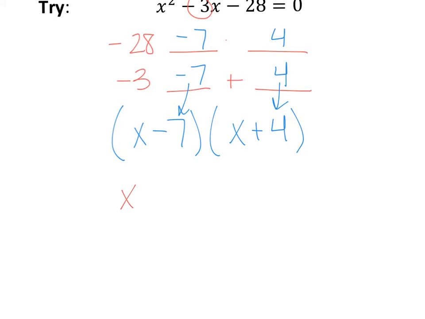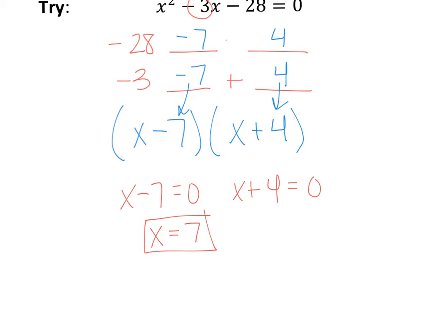So I can go right to the step which involves me setting them equal to 0. So x minus 7 equals 0 and x plus 4 equals 0. Bringing the negative 7 over, it changes signs to a positive 7. Bringing the positive 4 to the other side, it becomes negative 4. And so there are my solutions.